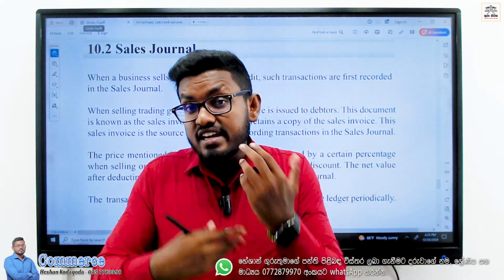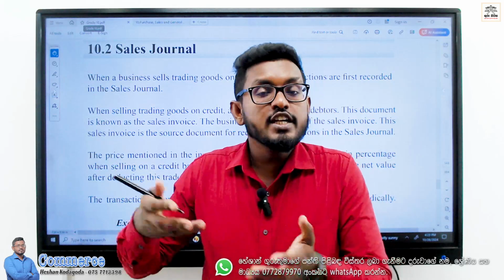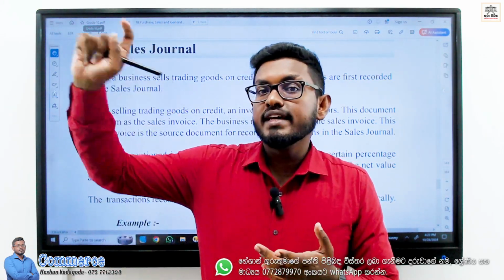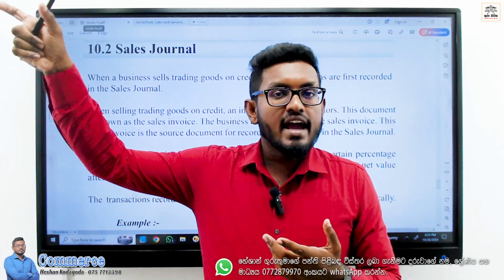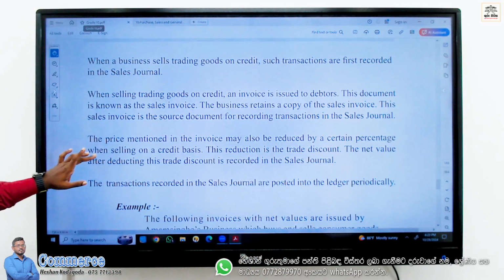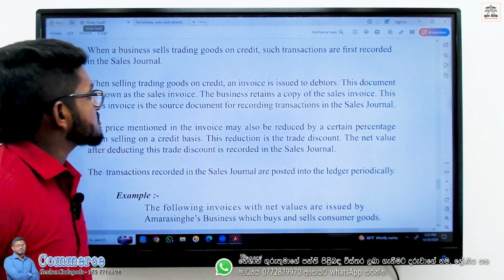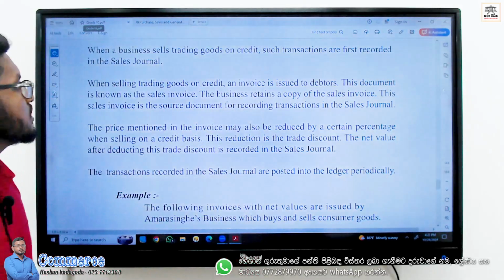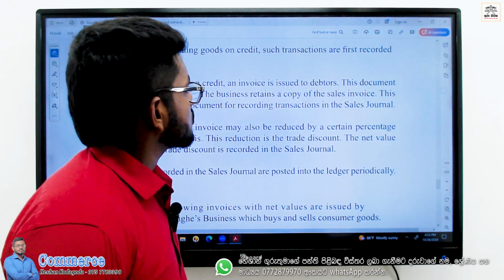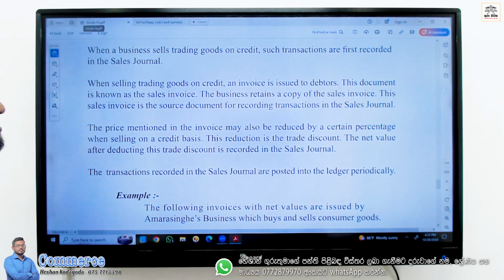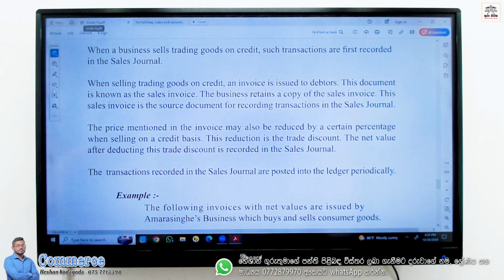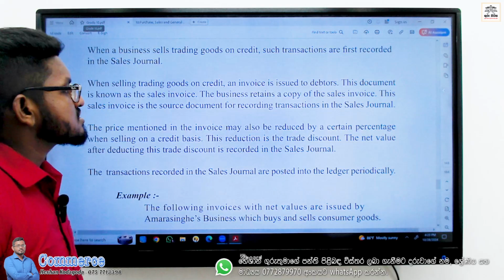If we give a cash discount to debtors once they pay back, we record it in the cash book. So quickly, let's go to the sales journal. When a business sells trade goods on credit, such transactions are recorded first in the sales journal. When selling trade goods on credit, an invoice is issued to debtors. This document is known as the sales invoice. The business retains a copy. The sales invoice is the source document for recording transactions in the sales journal.